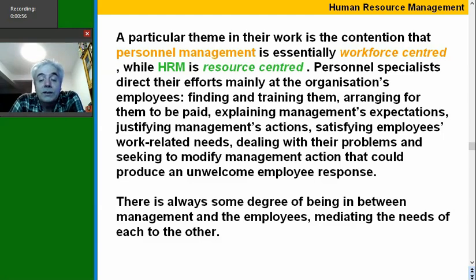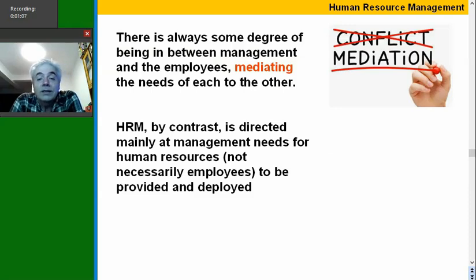There is always some degree of being in between management and employees, mediating the needs of each to the other. Human resources management, by contrast, is directed mainly at the management needs for human resources, not necessarily employees, to be provided and deployed.